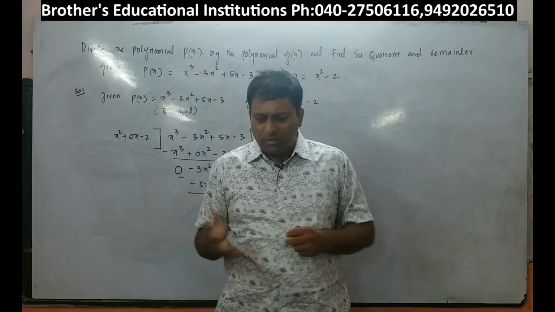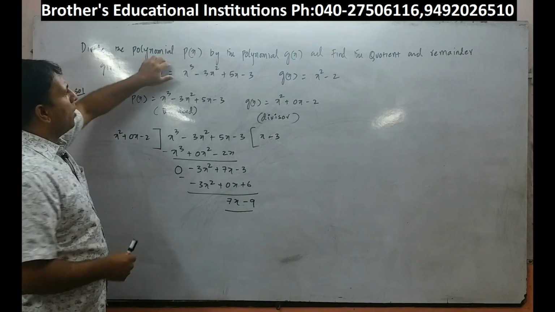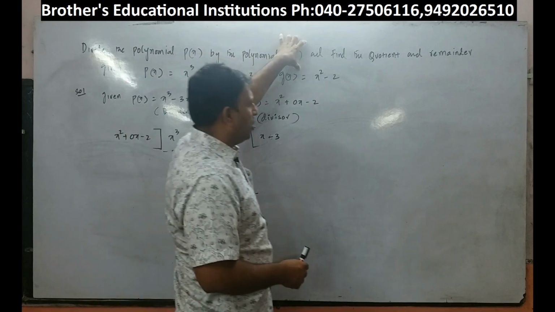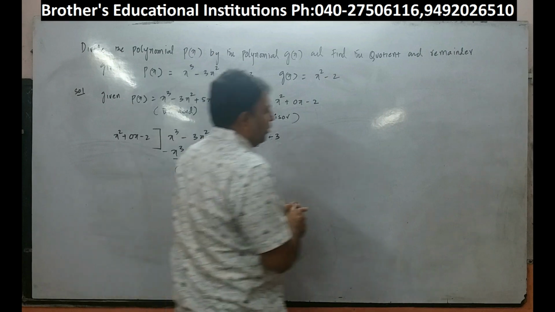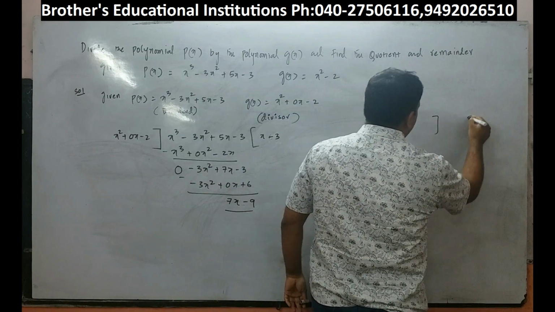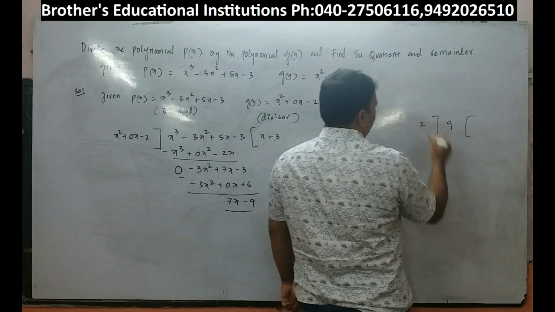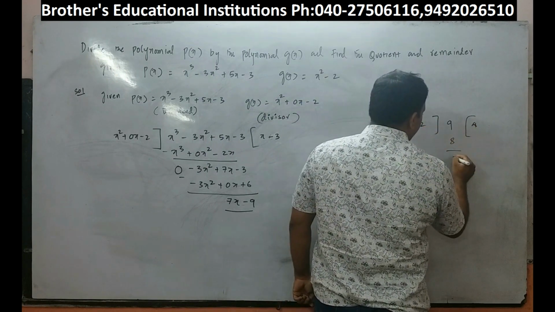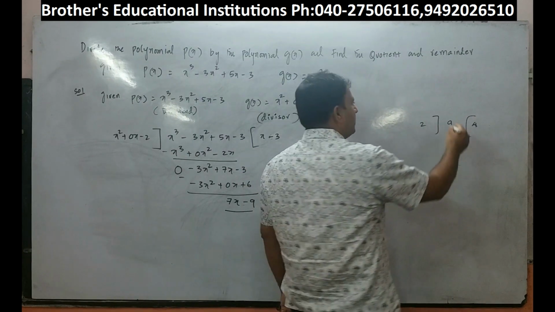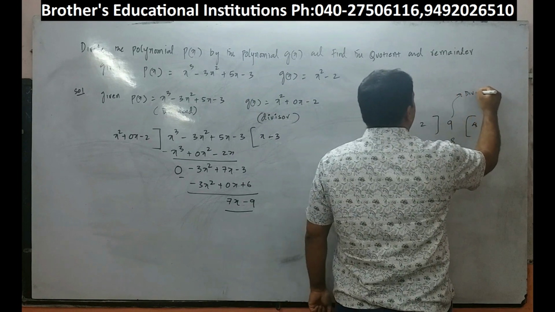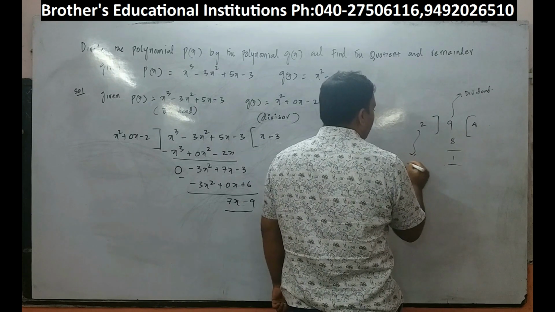So here on the board, the question is, divide the polynomial p of x by a polynomial g of x and also find the quotient and remainder. Let me take a simple example. I am going to divide 9 with 2. 2 4s are 8. What is the remainder? The remainder is 1. Now what is this 9 called as? This 9 is called as dividend. What is this 2 called as? 2 is called as divisor.